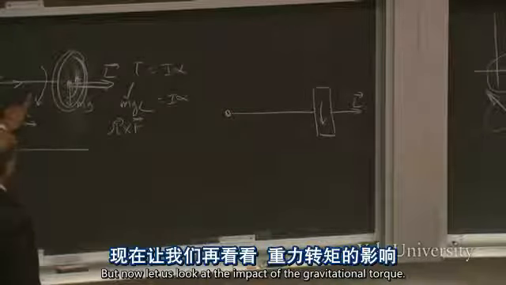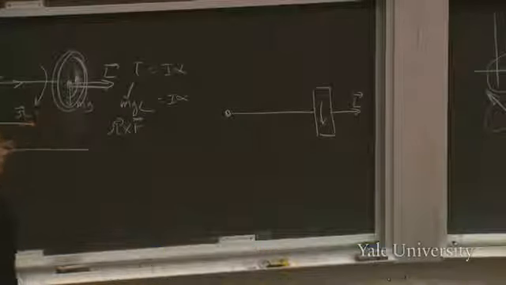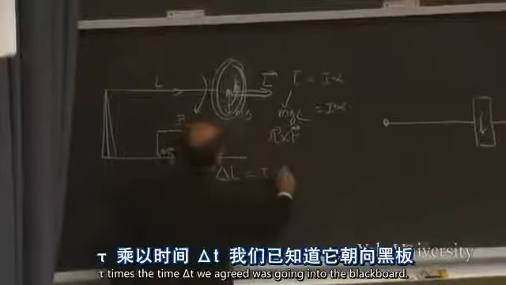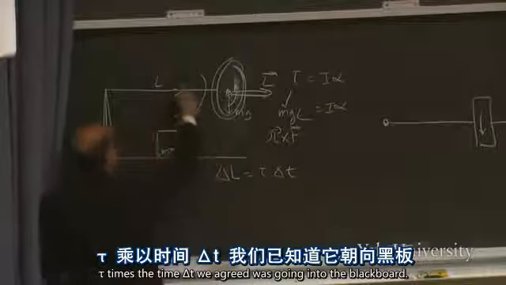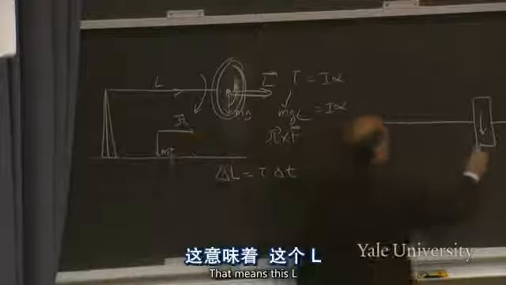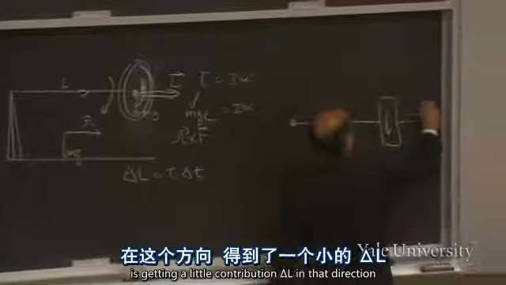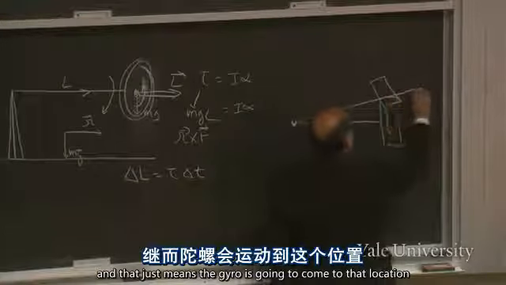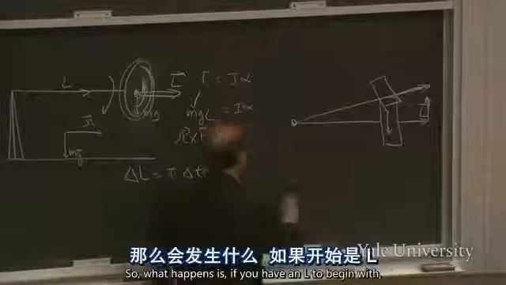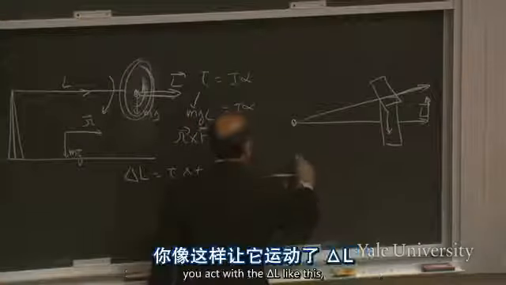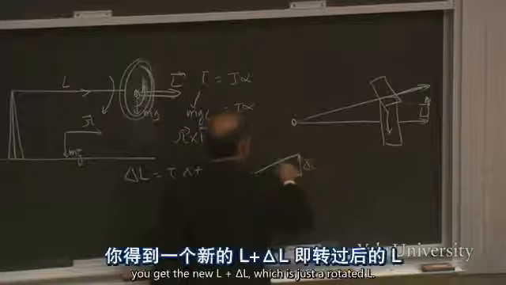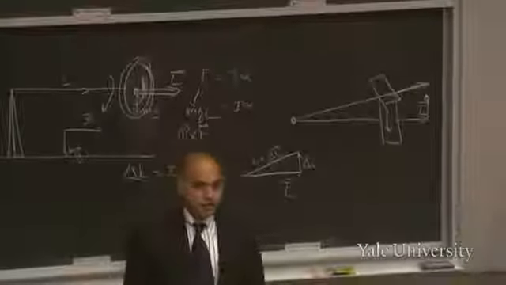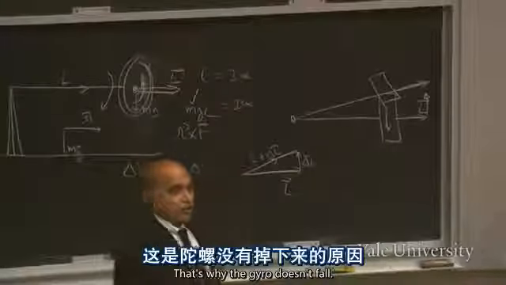But now let us look at the impact of the gravitational torque. The angular momentum change, delta L, is equal to tau times the time delta t. We agreed this was going into the blackboard. That means this L is getting a little contribution, delta L, in that direction, and that just means the gyro is going to come to that location. So if you have an L to begin with, you add to it a delta L like this, you get the new L plus delta L, which is just the rotated L. That's why the gyro doesn't fall.